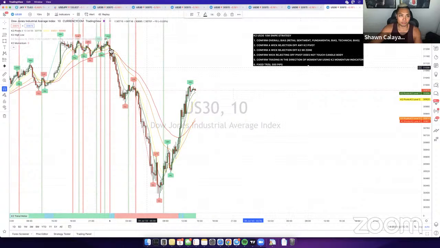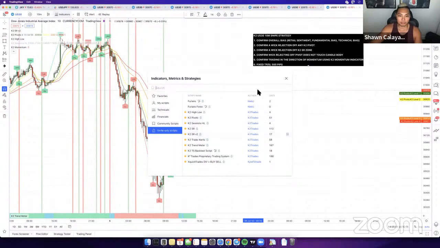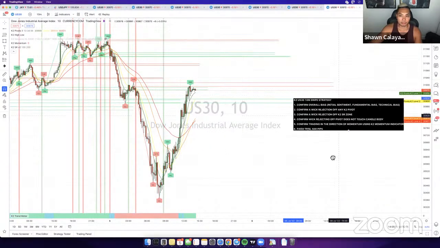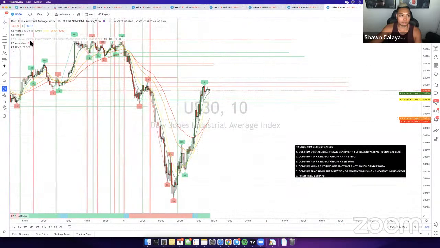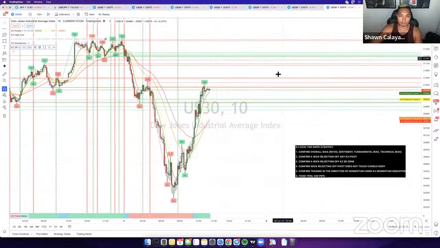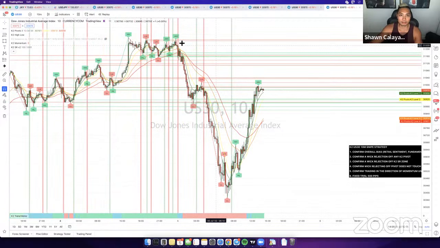To identify the zones, you turn on the K2SR version 2 indicator, which should be right there, K2SR version 2. Typically it'll look like this, but if you want it to extend across your chart, you just go over here, go to inputs, line length, just put 1,000. And you can see the zones extend all the way to the end of your screen. So your question here, Maria, is how do you draw the zones, right?